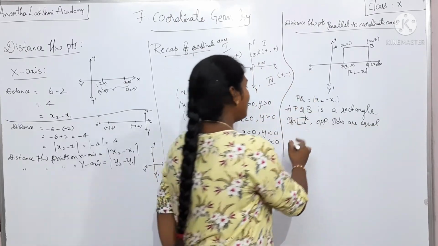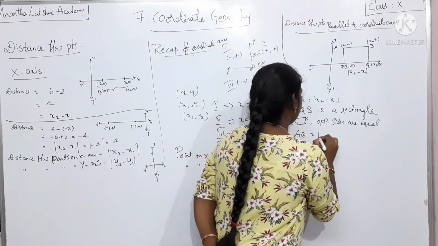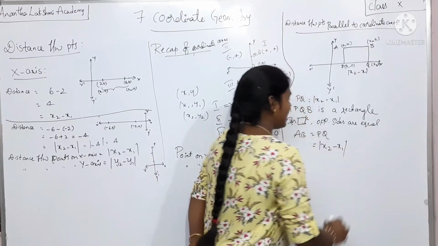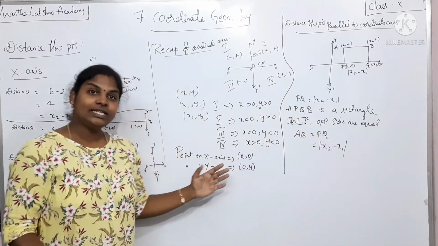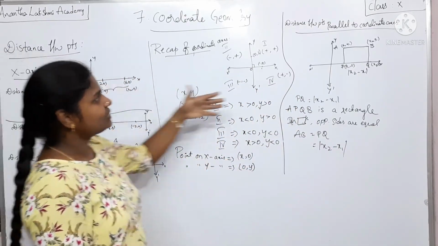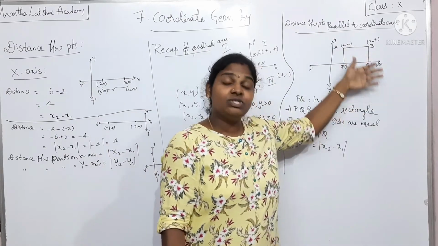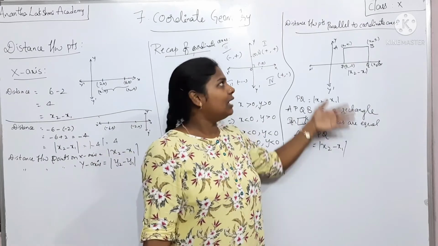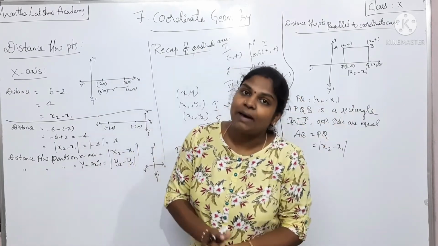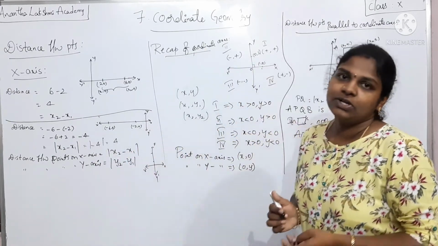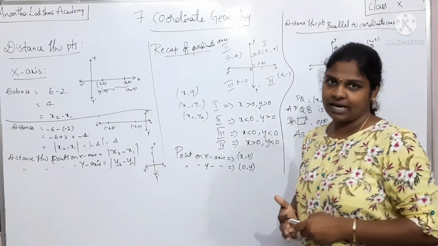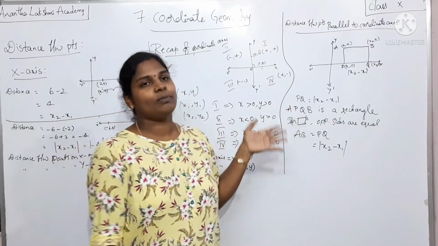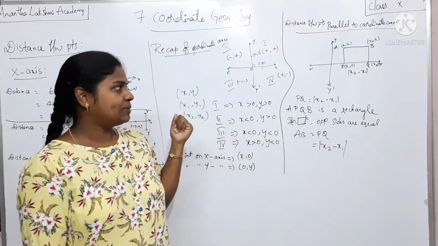Alright, so now what happens? AB is nothing but equal to PQ. PQ is nothing but modulus of x2 minus x1. So not only the distance between the points on the x-axis, the distance between the points which are parallel to the x-axis is also modulus of x2 minus x1. Likewise, the distance between the points which are parallel to the y-axis is also modulus of y2 minus y1. Okay, this is about the very first two topics of coordinate geometry.